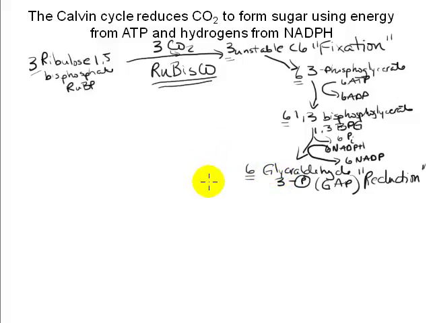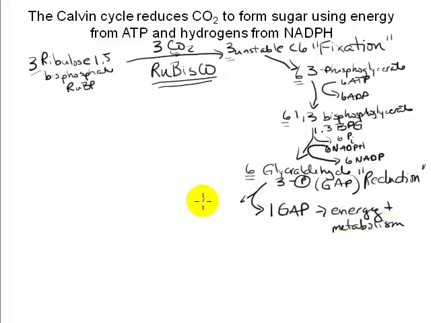For every 3 carbon dioxide molecules we feed into the cycle, the cell can siphon off 1 GAP sugar to use for energy and for building other organic compounds like amino acids, fatty acids, etc. The remaining 5 GAP molecules are used to regenerate the starting substrate RuBP to keep the cycle going. This is referred to as the regeneration stage.